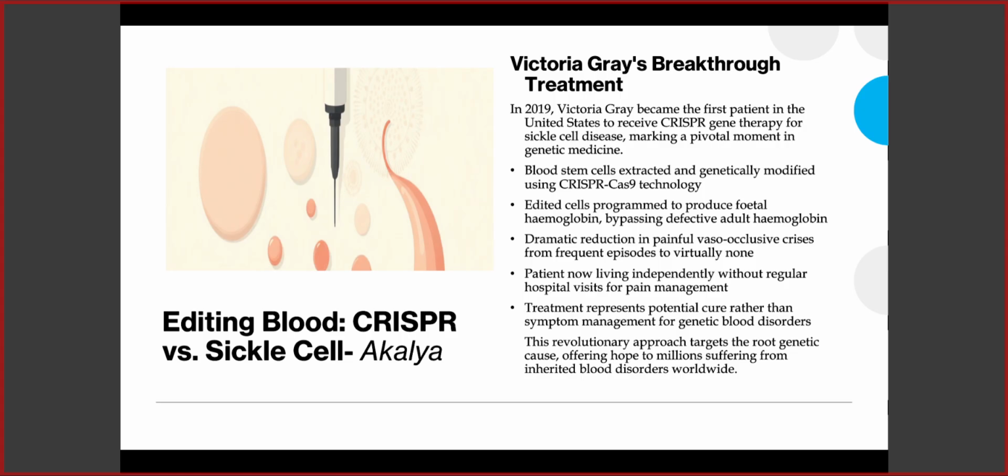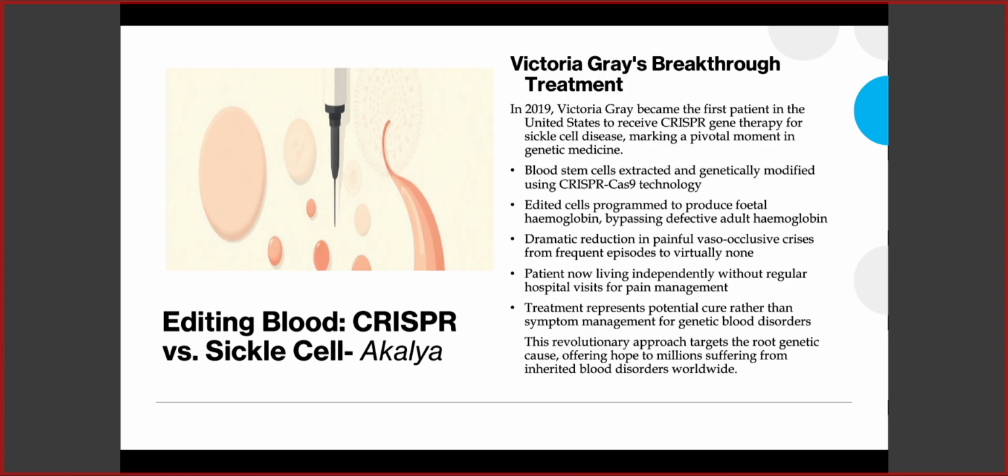So this case study is about Victoria Gray's breakthrough treatment. In 2019, Victoria Gray became the first ever patient in the United States to receive CRISPR gene therapy for sickle cell disease, marking a really important moment for genetic medicine. The blood stem cells extracted from her were genetically modified using CRISPR-Cas9 technology, and these edited cells were programmed to produce fetal hemoglobin, which bypassed defective adult hemoglobin.